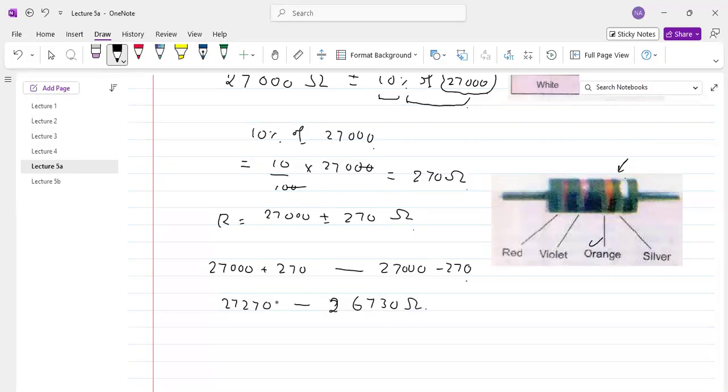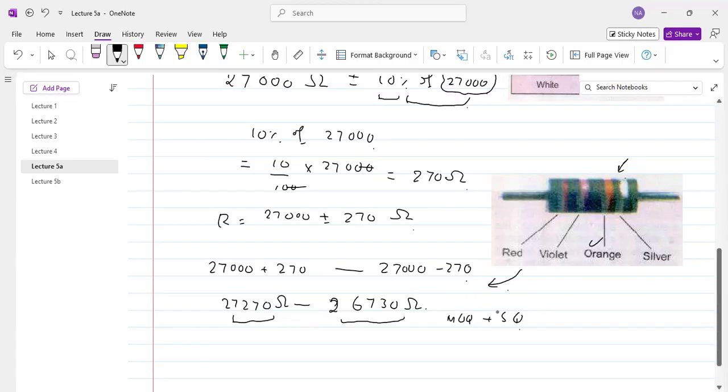So resistance lies between 27,270 and 26,730 ohm. The resistance of this resistor lies between this. This topic is very important for our MCQs as well as short questions.